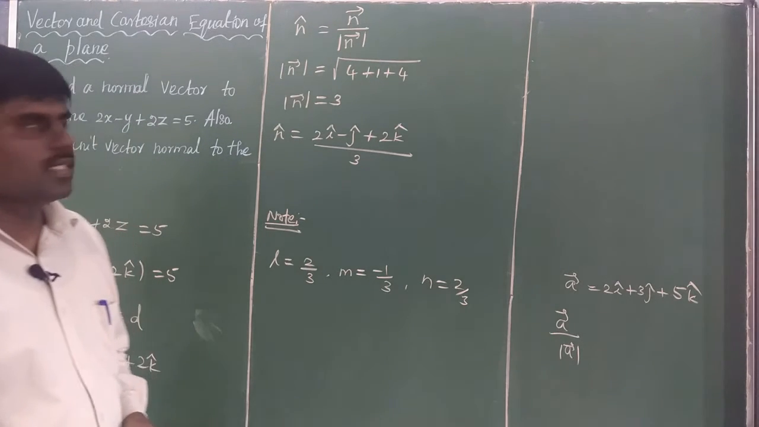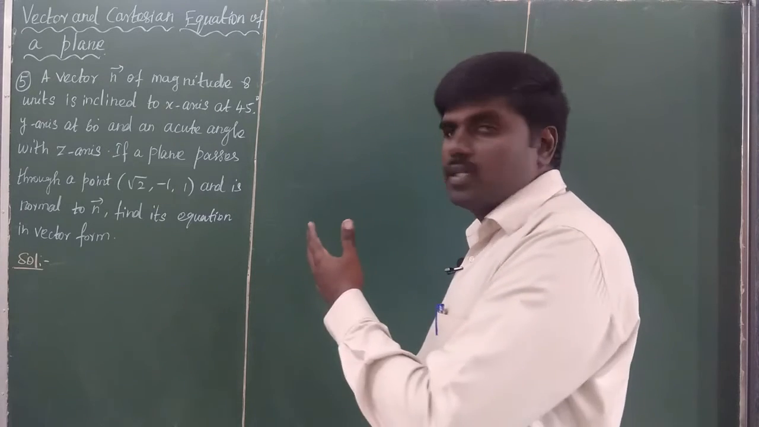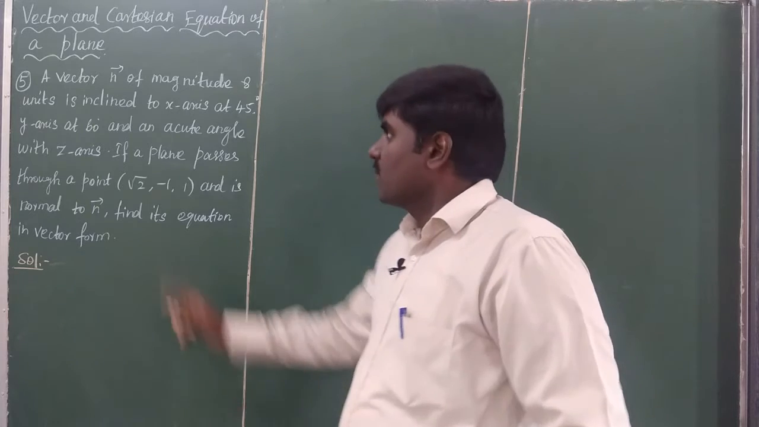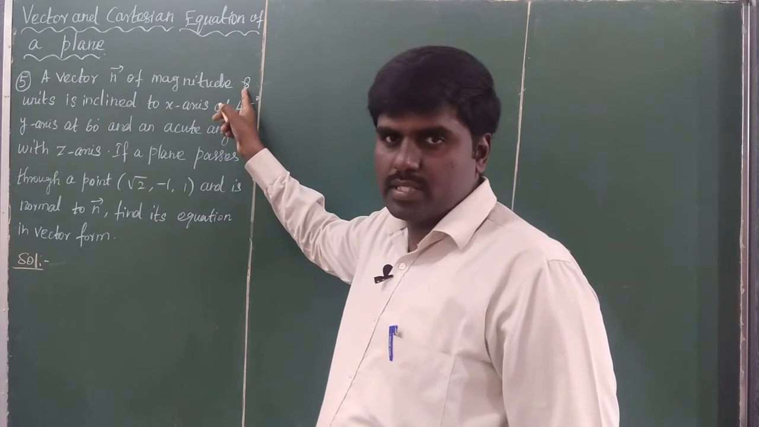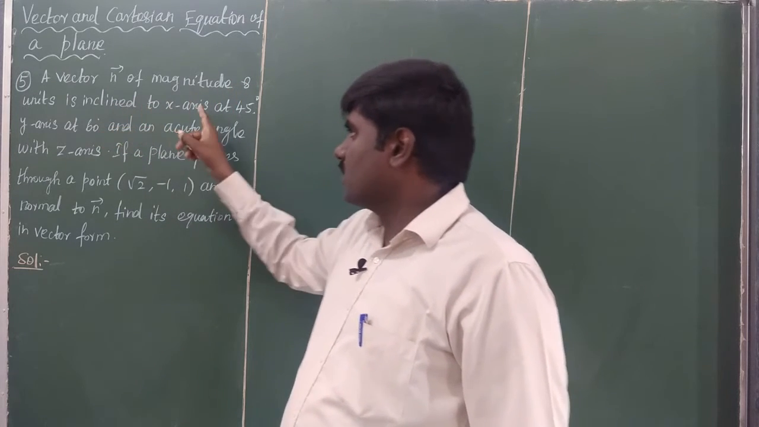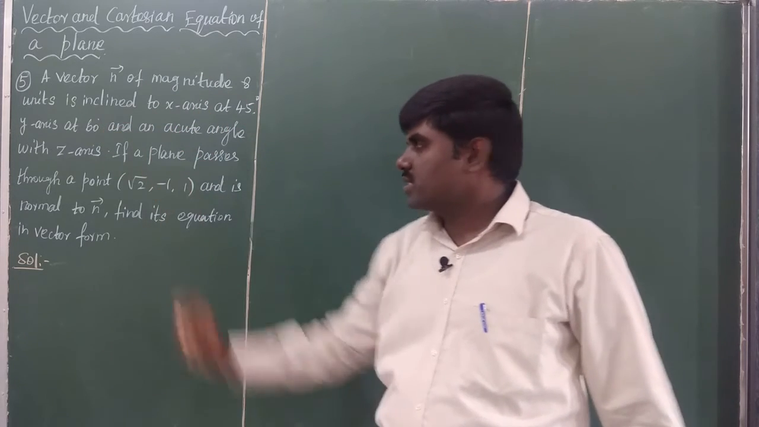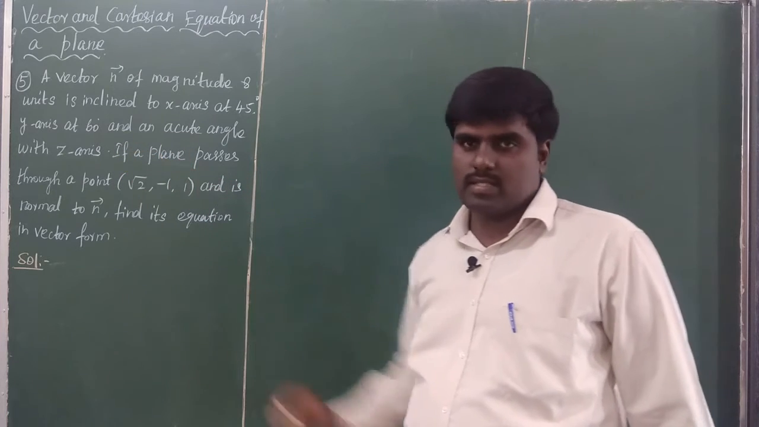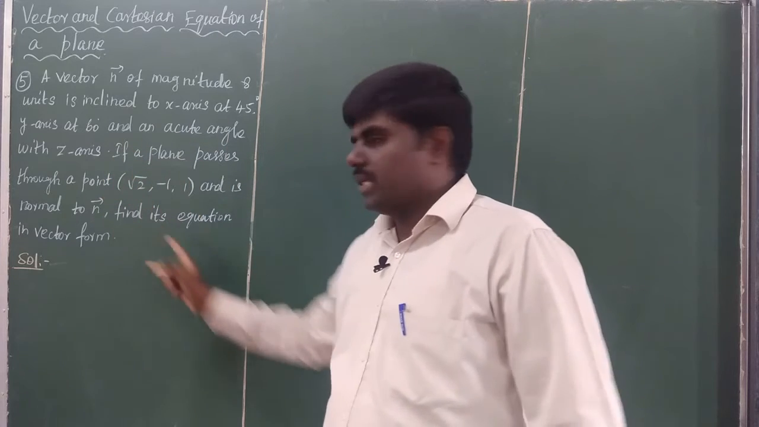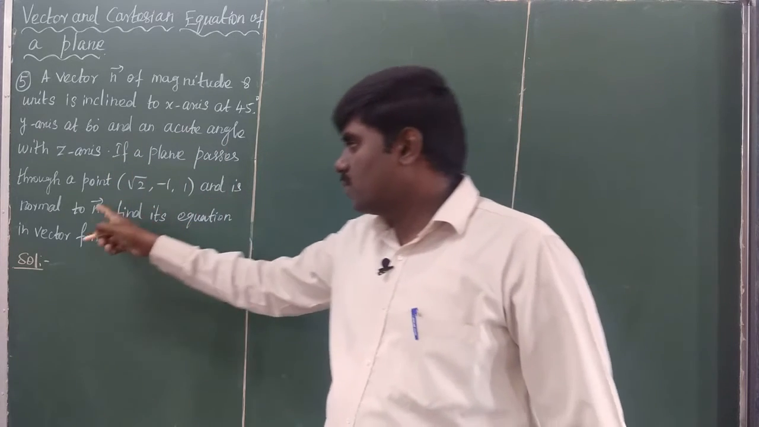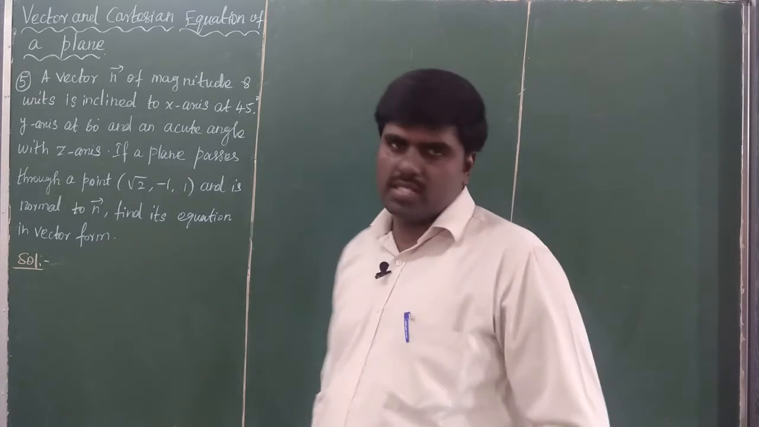Next, we see question number 5. It is a very important question, often asked in the board paper as a 4 mark question. The given is an n vector of magnitude 8 units, inclined to the x axis at 45 degrees, to the y axis at 60 degrees, and at an acute angle with the z axis. If the plane passes through a point and is normal to n vector, find the equation in vector form and also the Cartesian form.